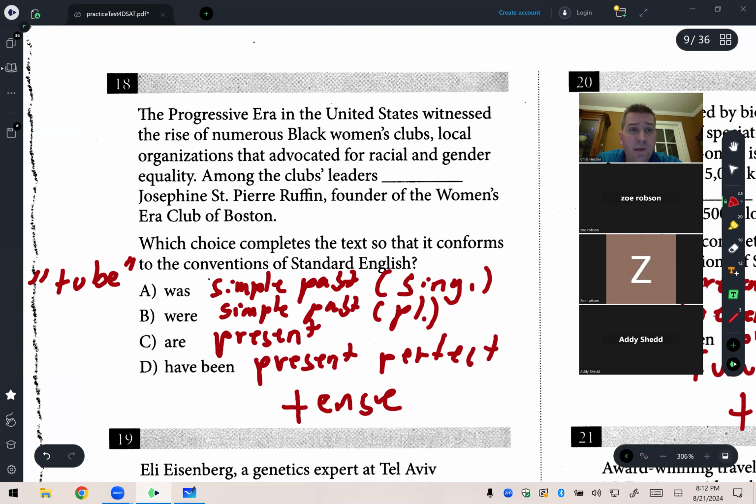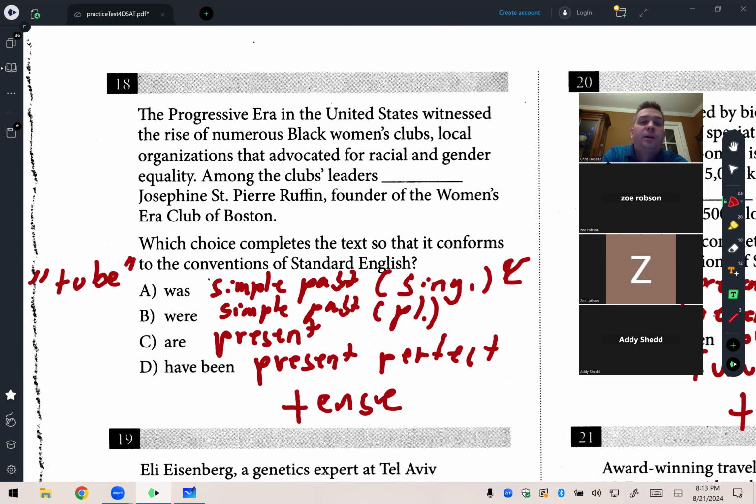I'm going to read the question, and then we just have to figure out how many people Josephine St. Pierre Ruffin is. I think she's just one person. So maybe we need a singular. But let me try it. Let's just try the whole thing. The progressive era in the U.S. witnessed the rise of numerous Black women's clubs, local organizations that advocated for racial and gender equality. Among the club's leaders, so we have many clubs and we have many leaders. So that's how plural possession works. So we're talking about many clubs.